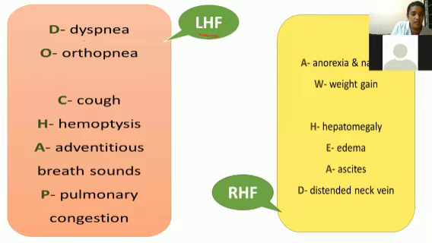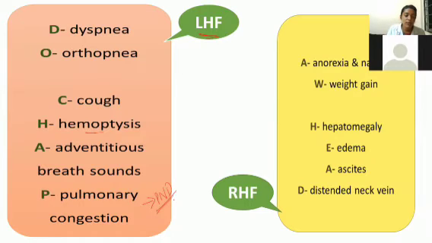So dyspnea is breathing difficulty, orthopnea is breathing difficulty according to position change. Then cough, and hemoptysis is presence of blood in the sputum. Adventitious breath sounds means abnormal breath sounds; normal vesicular sounds won't be there. Some abnormal breath sounds we will get due to pulmonary congestion. So P is pulmonary congestion, and also you can say it like PND, paroxysmal nocturnal dyspnea.